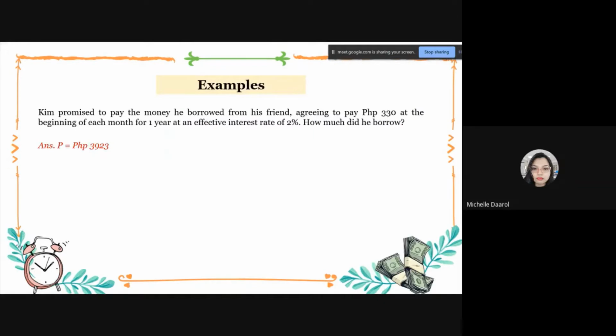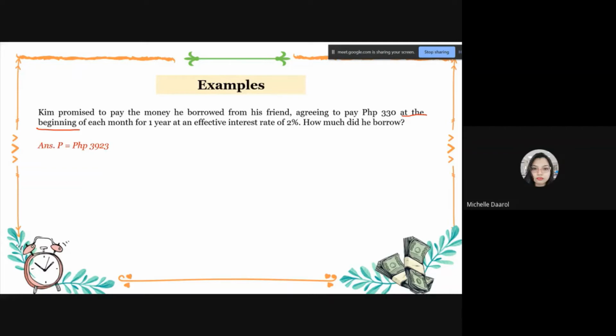Okay. Now, let's solve for examples. Kim promised to pay the money he borrowed from his friend, agreeing to pay 330 pesos at the beginning of each month. Okay, so here's the thing. You would know that the problem is annuity due when there is a keyword such as at the beginning. So when you hear the phrase at the beginning, you have the idea now that this example must be solved using the annuity due.